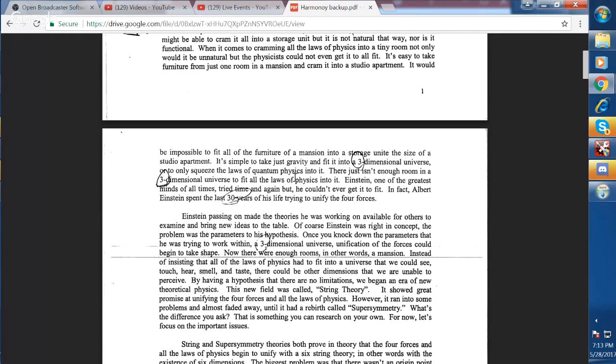It's simple to take just gravity and fit it into a three-dimensional universe, or to only squeeze the laws of quantum physics into it. There just isn't enough room in a three-dimensional universe to fit all the laws of physics into it. So Einstein, one of the greatest minds of all time, tried again and again and again, but he just couldn't ever get it to fit. In fact, Albert Einstein spent the last 30 years of his life trying to unify the four forces.